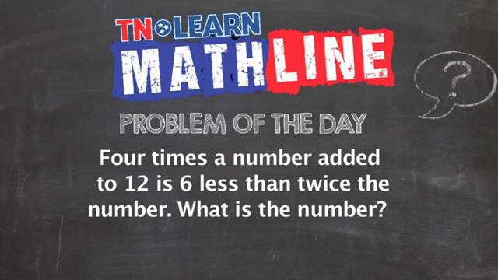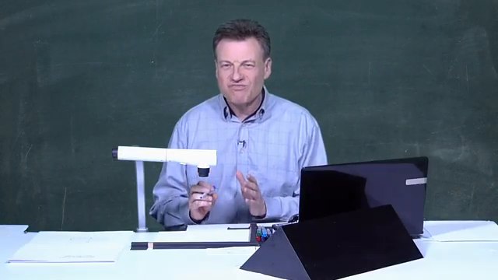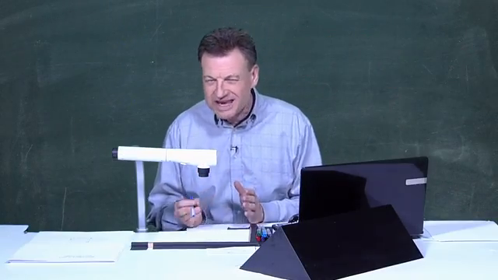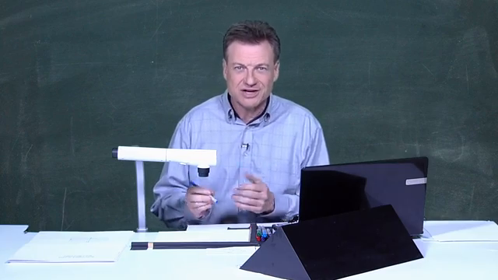4 times a number added to 12 is 6 less than twice the number. What is that number? Sounds like a word problem to me, a story problem as we like to say. What we're going to do is follow the line of the story and see if we can't get an equation set up to relate to it, all right?